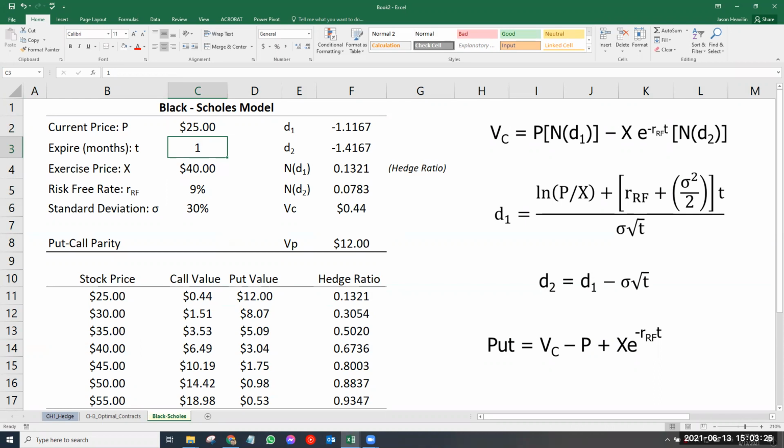Okay, so that's it for this video. That is how you calculate option pricing with the Black-Scholes model in Excel.